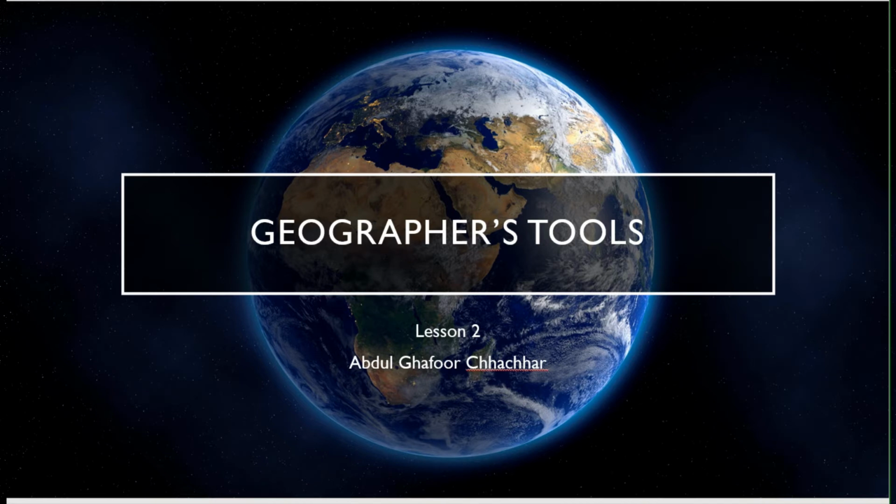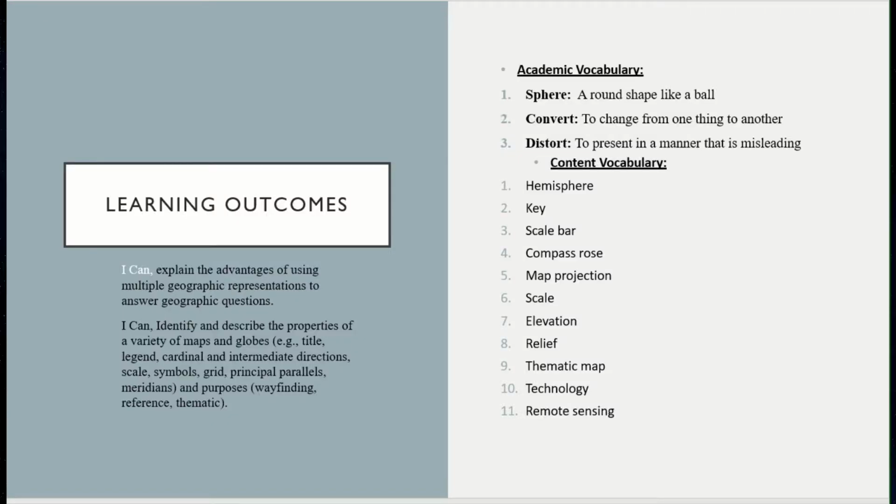In the next step, you can see the learning outcomes. At the end of this lesson, you will be able to explain the advantages of using multiple geographic representations like visuals, maps, and globes, and you will be able to describe the properties of maps and globes.